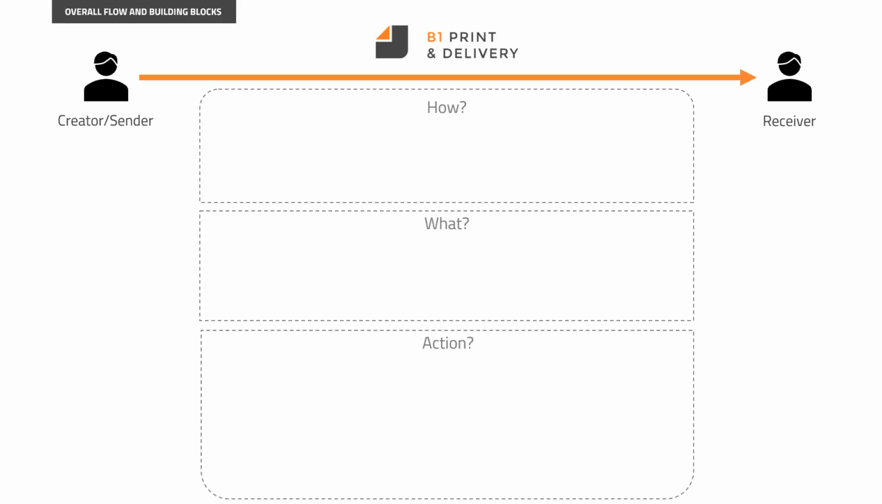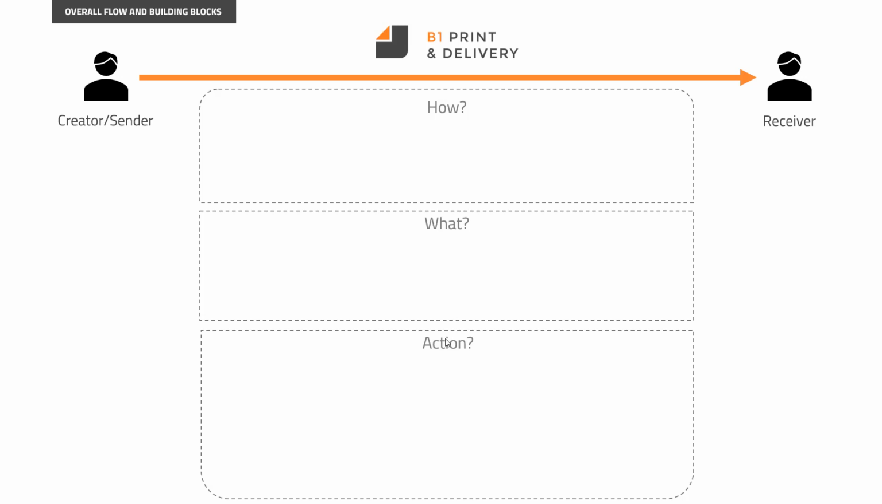So let us start with what B1 print and delivery is and what it can do for you. The main purpose of the tool is to deliver data and reports to people. You can say from a sender to a receiver. But how this is done is all in the details, meaning when is a delivery initiated, what data is possible to deliver, and how can it be delivered, like a print, an email, and so on. So this is what we call the how, the what, and the actions.